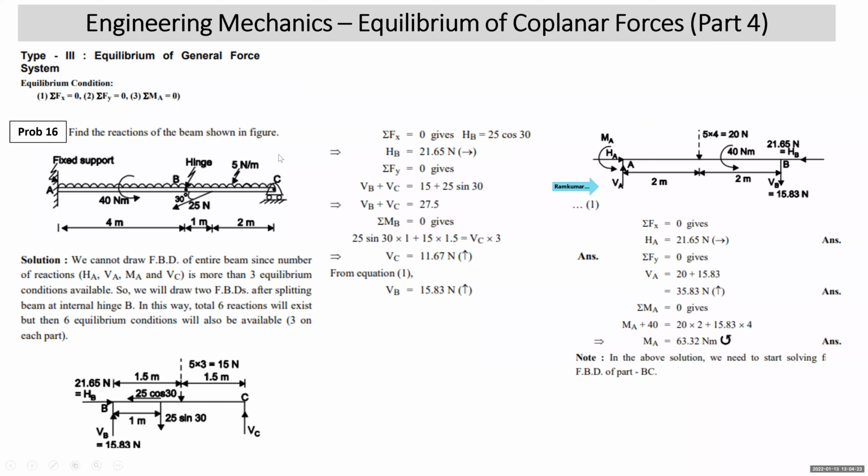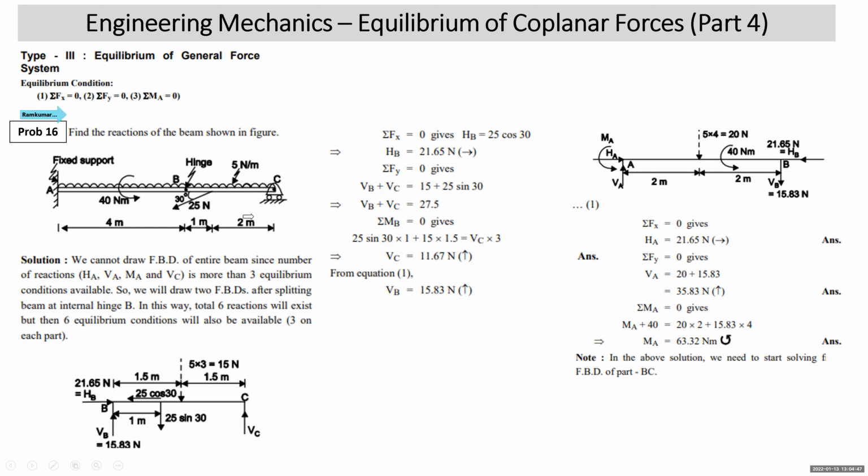All right. Now we take one problem based on internal hinge. You can see here problem number 16. I read it: find the reactions of the beam shown in the figure. You have a beam which is fixed at A. This beam has an internal hinge at B. It is supported by a roller at C.